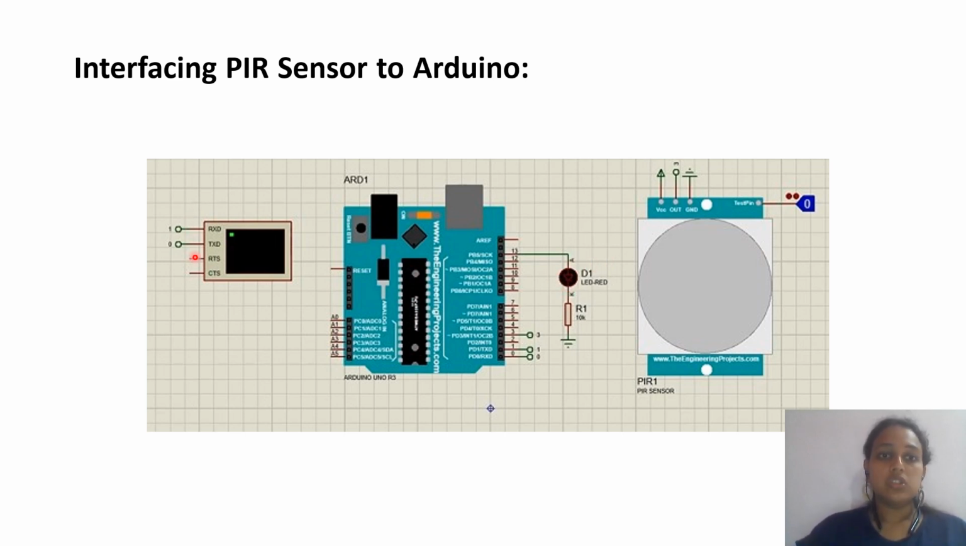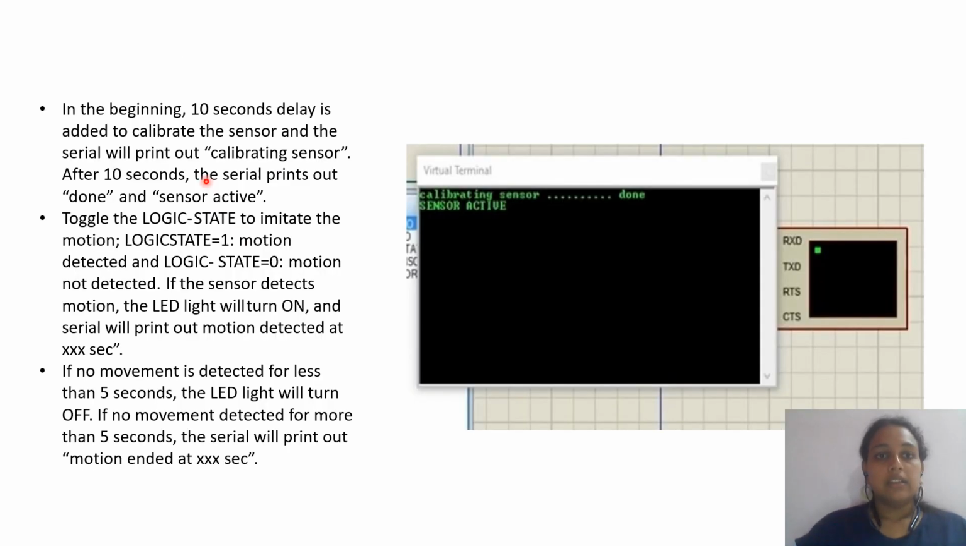I have also used a virtual terminal, as seen on the workspace, in order for the user to interact with the system, to receive the information and give the information. So this is the circuitry. The code is such that in the beginning I have given a 10 seconds delay in order to calibrate the sensor, and after the end of the 10 seconds, the virtual terminal will print that calibrating is done and the sensor is now active. Only when the logic state is 0, it will show that there is no motion.